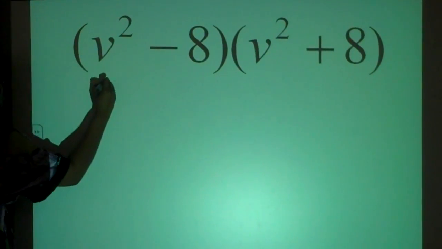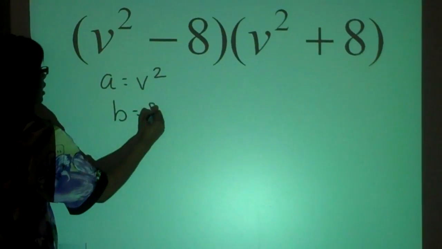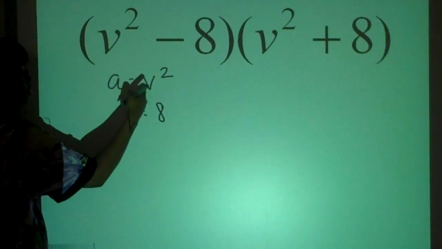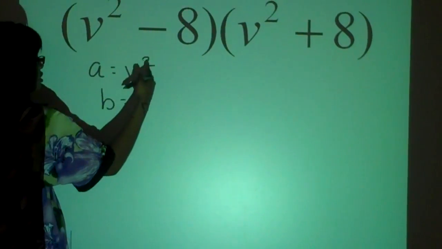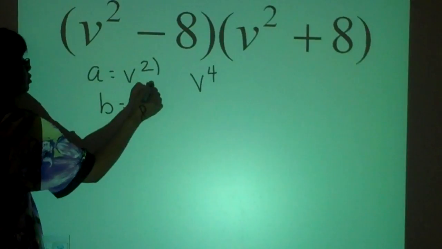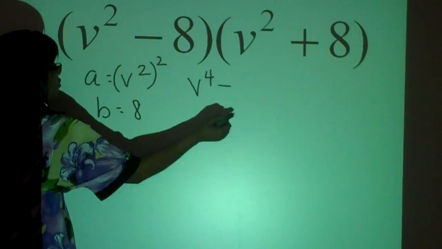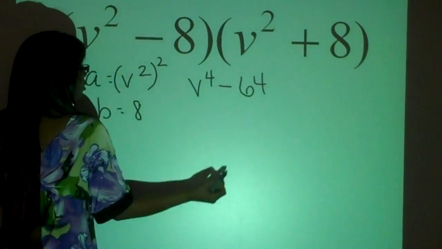Alright, what's your a? b squared. B is 8. The rule tells us to square this one and square this one. b squared squared is b to the 4th. Remember, power to power you multiply. Minus 8 squared is 64.